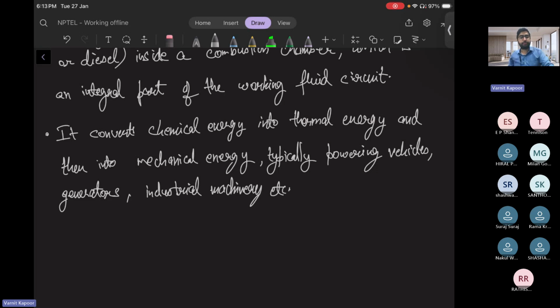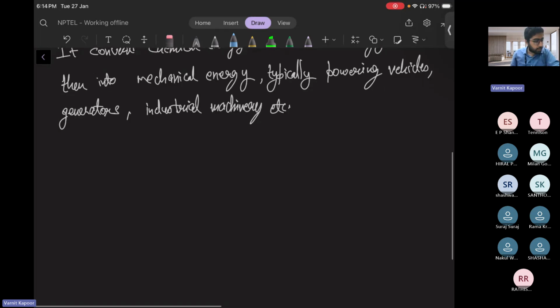Okay. All right. Now let me just give you the science of how the petrol engine basically works. Let us first go with the petrol engine, then we'll come to the diesel engine. So let me write petrol engine. Introduction.